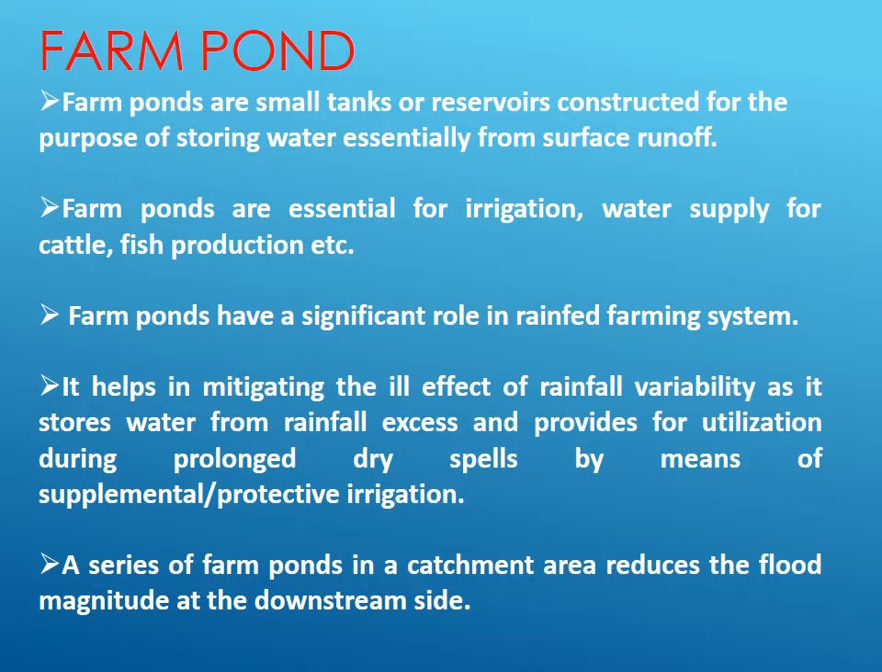It helps in mitigating the effect of rainfall variability as it stores water from rainfall excess and provides for utilization during prolonged dry spells by means of supplementary or protective irrigation. A series of farm ponds in a catchment area reduces the flood magnitude at the downstream side.